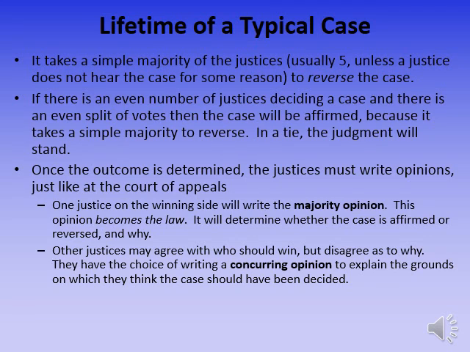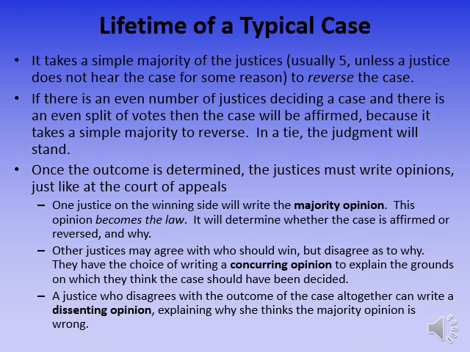Sometimes we have situations where we have other justices who agree with the outcome of the case, of who won, but they will disagree as to the why. And so they have the choice of writing what we call a concurring opinion. So they agree with the result, but they want to talk about how they came to the right decision, but they didn't talk about this and they should have, and this is why we should have reached this decision. And so they agree with the outcome, but they may disagree with the reason why we got to that outcome. And so they will have a concurring opinion.